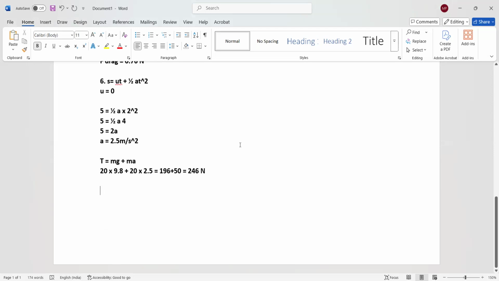Next question is, a ball of mass 0.1 kilogram moving at 10 meter per second is deflected by a wall at the same speed in the direction shown. What is the magnitude of the change in the momentum of the ball? A ball of mass 0.1 kilogram is moving at a 10 meter per second speed, and it is deflected by a wall at the same speed. We need to calculate the momentum.